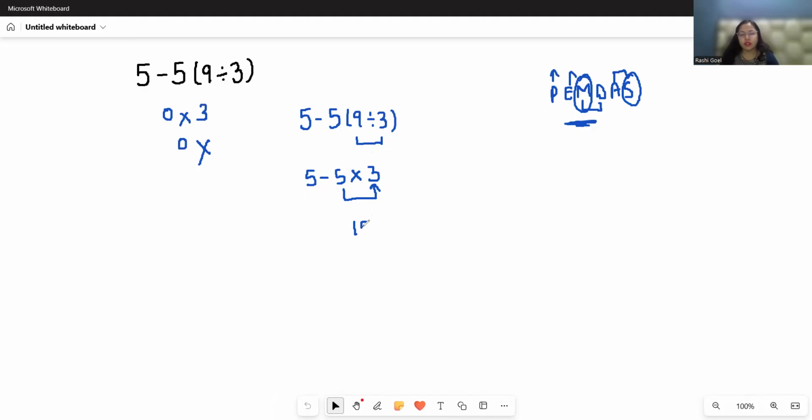So 5 times 3 is 15. So what is left? 5 minus 15, which is equal to 10, but it's negative 10. So what is the correct answer? Negative 10. So when you take the right approach, you will always reach the right answer.